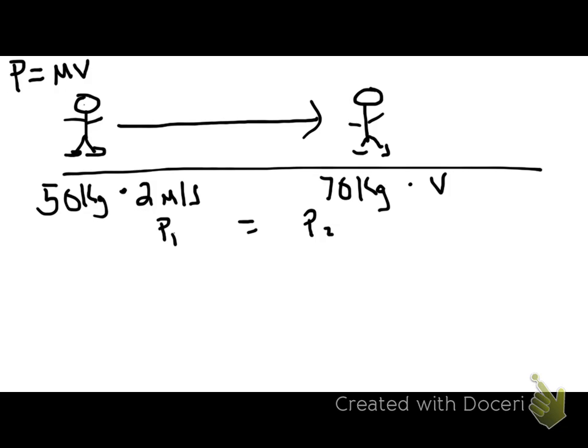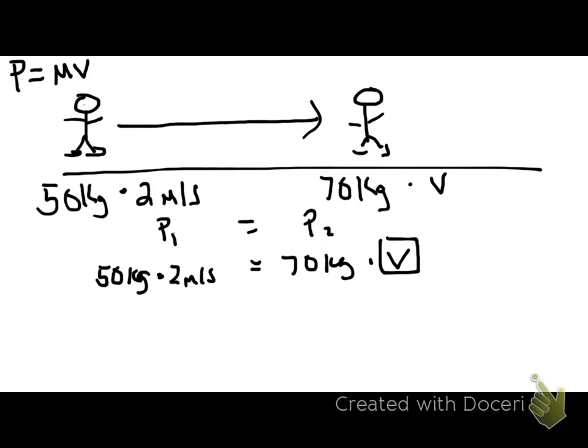So for the person on the left-hand side, we're just going to rewrite this. Mass 1 is 50 kilograms, and the first velocity is 2 meters per second. That's going to be equal to the mass of the second person, m2, 70 kilograms, times the velocity of that person. What we're trying to figure out here is their velocity after they get hit. So we'll start to do the equation. This is going to be 100 kilogram meters per second equals 70 kilograms times v.